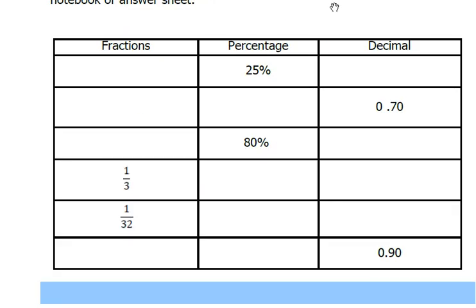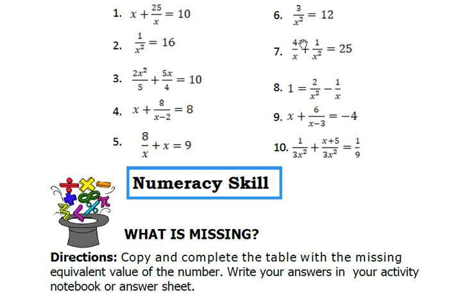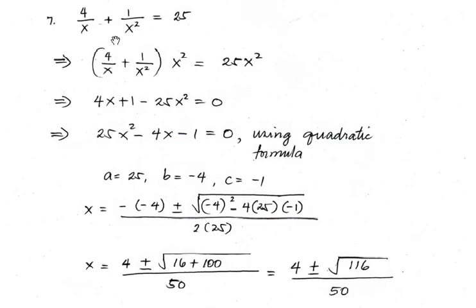Number 7. Four over x plus 1 over x squared equals 25. Solution. We have x in the denominator of the first term, and we have x squared in the denominator of the second term on the left-hand side of the equation. The right-hand side is a constant 25. The LCD is x squared. So we have to multiply both sides of the equation by x squared to eliminate fraction.